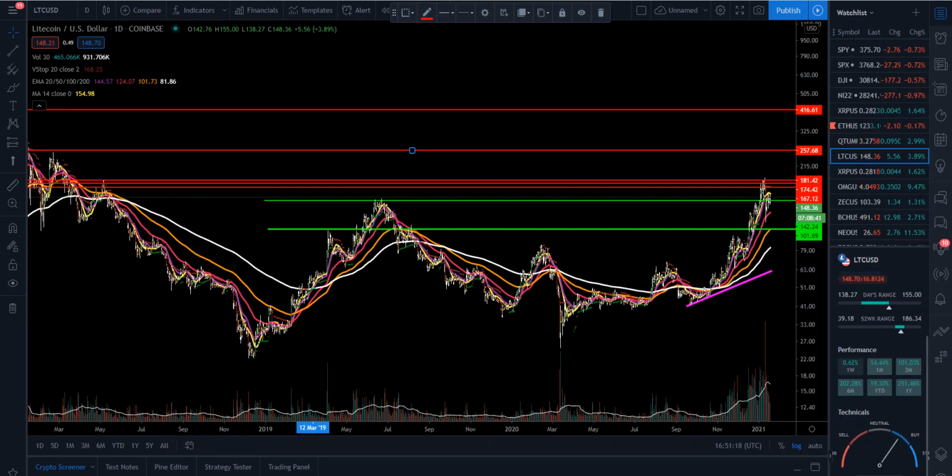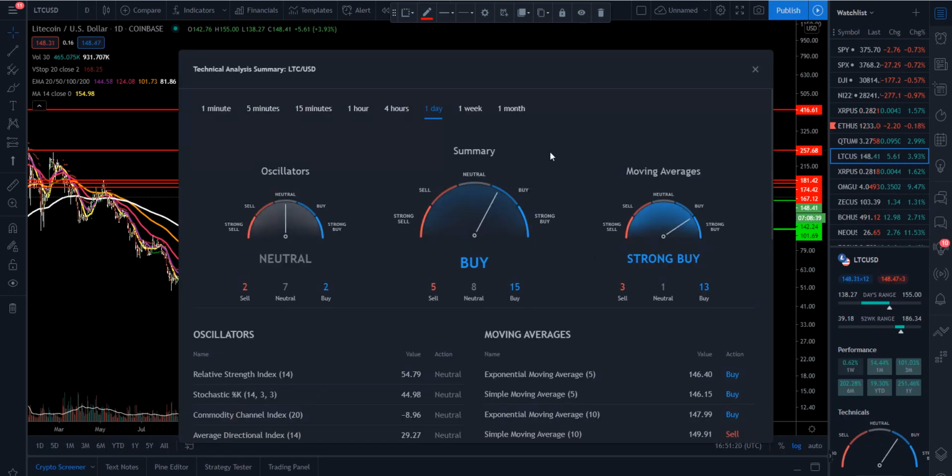If we get into the technicals, on the 1 day, we're looking at a 5 sell, 8 neutral, and a 15 buy. Oscillators 2 sell, 7 neutral, and 2 buy. Moving averages 3 sell, 1 neutral, and a 13 buy.